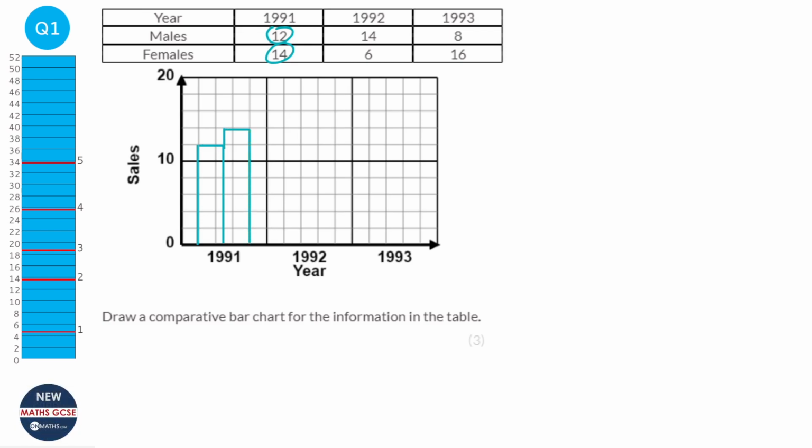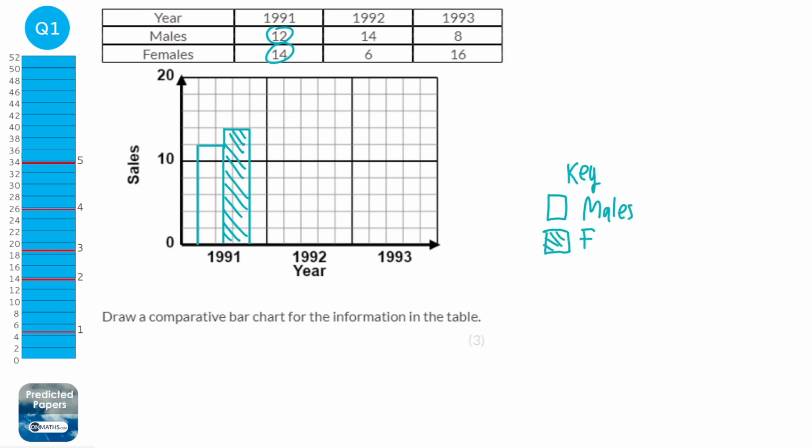And there we go. Now, we need to be able to tell these apart. So what I'm going to do is just shade in the females. And we should do a little key. And we say that if they're not shaded, it's males. And if they're shaded, that is females. Okay, let's carry on with the bar chart.